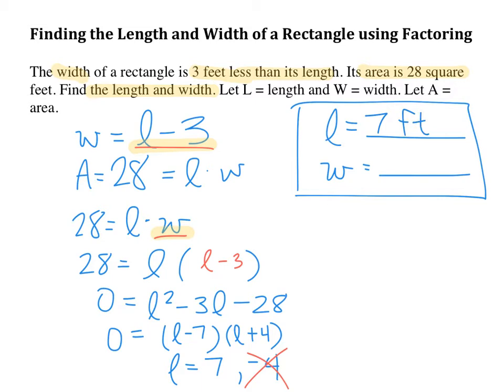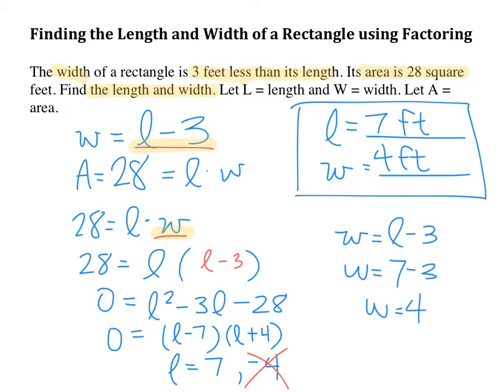And if the length is 7 feet, I know W is just L minus 3, 3 less than its length. If I plug in that 7 there, I can find my W very easily. W is going to be, well, I misput this, this is going to be minus 3. My width is going to be 4 feet. And you have to make sure that you put the units there, and make sure it's the correct one.